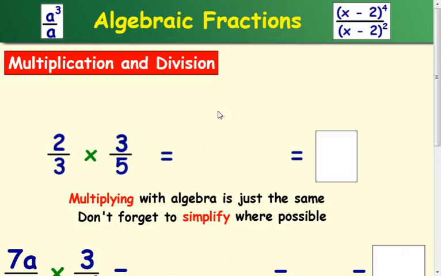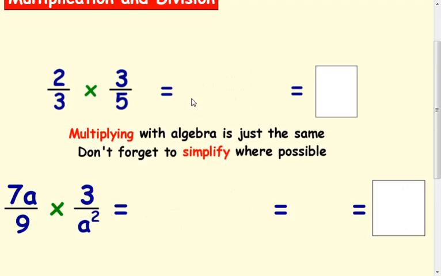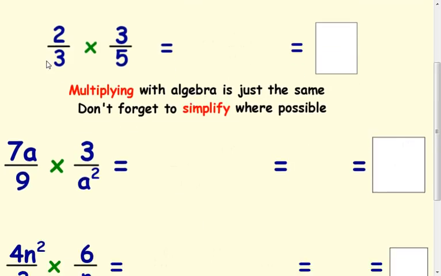In this lesson, we're going to look at multiplication and division of algebraic fractions. To start off, let's look at the top example here, 2/3 times 3/5. The rule for multiplying fractions is to multiply the numerators, the top ones, and then multiply the bottom ones. So 2 times 3 over 3 times 5, which becomes 6 over 15.